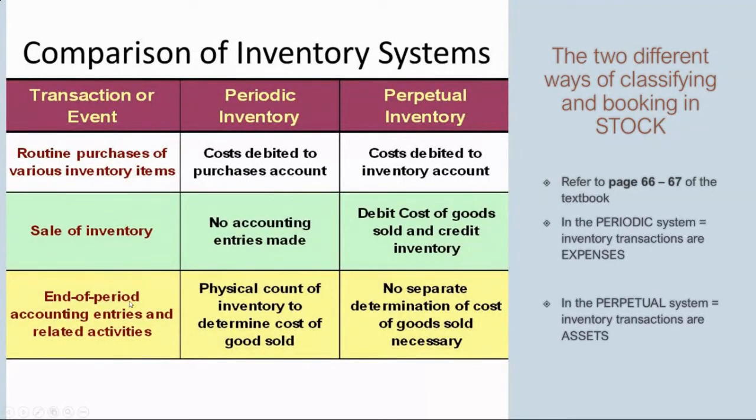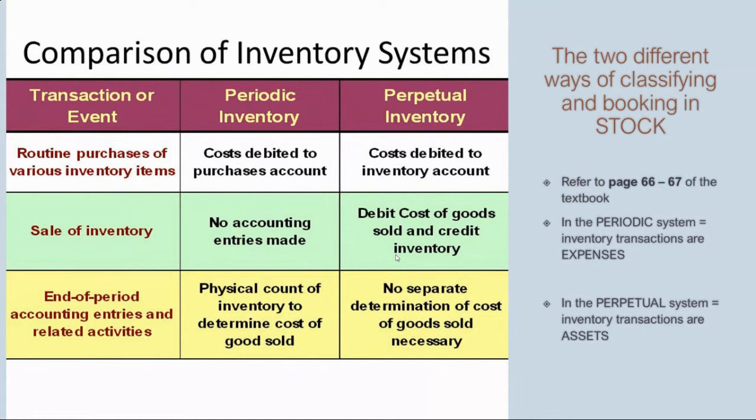Then at the end of the period, at year end, for the periodic system we have to do a physical count of inventory to determine the cost of goods sold. Only at year end will we know our total cost of sales for our inventory during the year and what profit we made. Whereas for the perpetual inventory system, no separate determination of goods sold is necessary, because we do it every time we sell that inventory. And that is the main difference between these two.